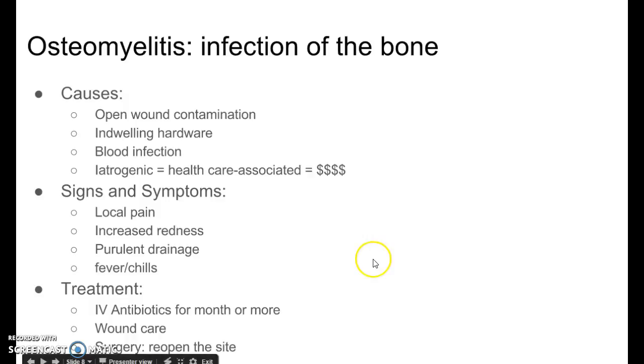And osteomyelitis is not just a quick 5-day Z-Pack. Usually it's a little bit more involved. It might require IV antibiotics for a month or more. A lot of times we'll see people that develop osteomyelitis in places like where you're going, Midwest City Select or Valor. These places are called SNF, skilled nursing, so they need a little bit more care than just going home. Wound care and sometimes surgery to reopen the site. These wounds are not going to heal as long as they're infected, so we can get into some pretty gory wound care with these patients.